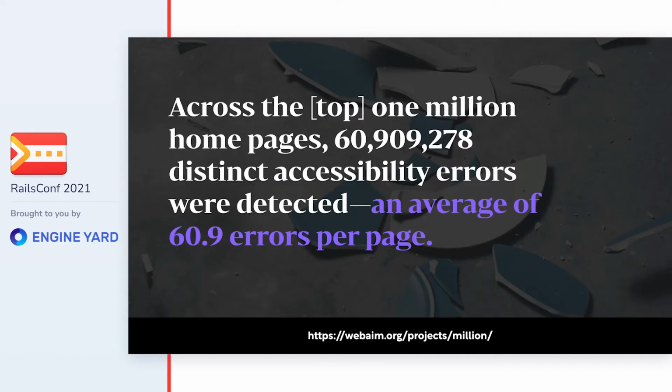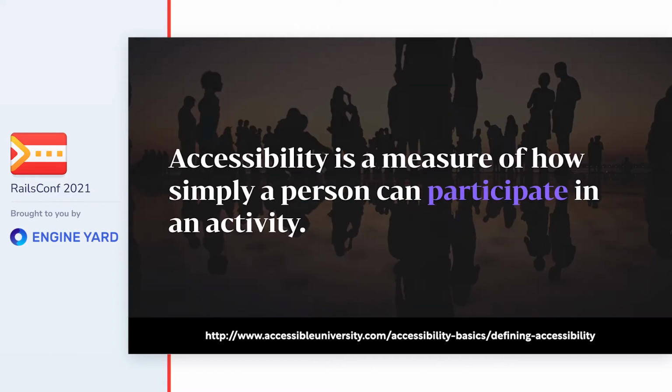WebAIM, a nonprofit organization specializing in web accessibility, conducts yearly surveys of the top 1 million home pages. In last year's survey, they found almost 61 million accessibility errors, and that's up 1.2% from the previous year. It's important to note also that this survey utilized automated accessibility testing, which doesn't really catch all of the errors, so the picture is probably much worse. I want to talk about how we as developers can help solve this crisis.